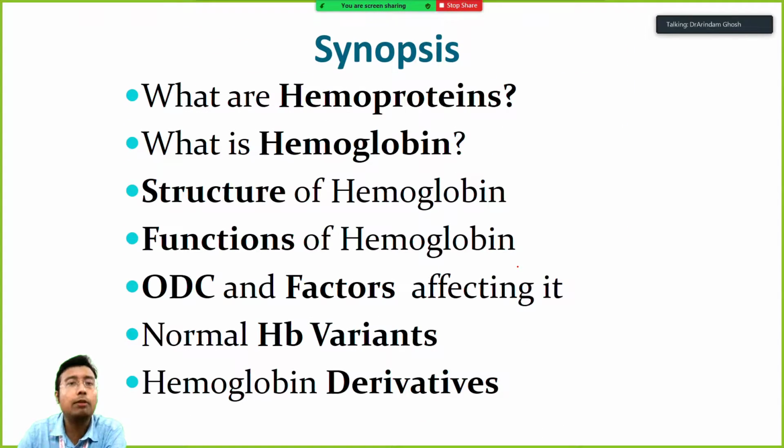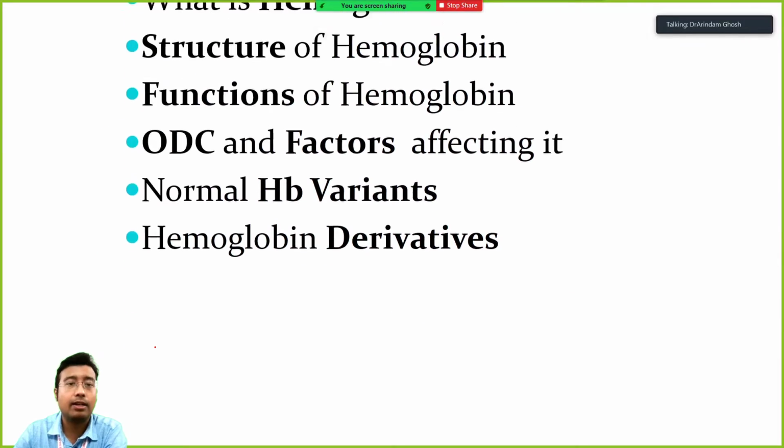So what will be our broad topics of discussion? We will learn what hemoproteins are, we will learn what hemoglobin is. We will learn about the structure of hemoglobin, the function of hemoglobin. ODC means oxygen dissociation curve, and how factors affect the oxygen dissociation curve, right? We will read what the normal hemoglobins are as well as the abnormal hemoglobins and the derivatives of hemoglobin. Okay, so let us start very slowly.